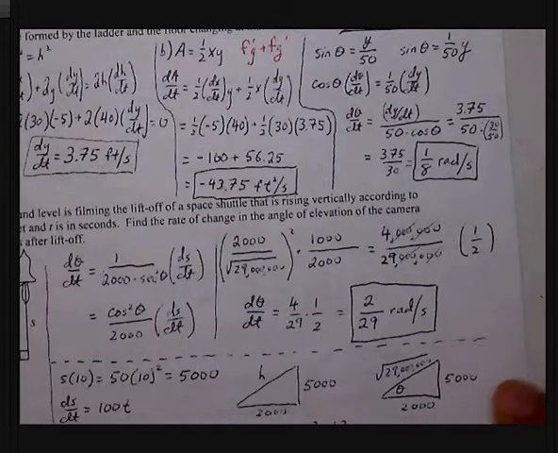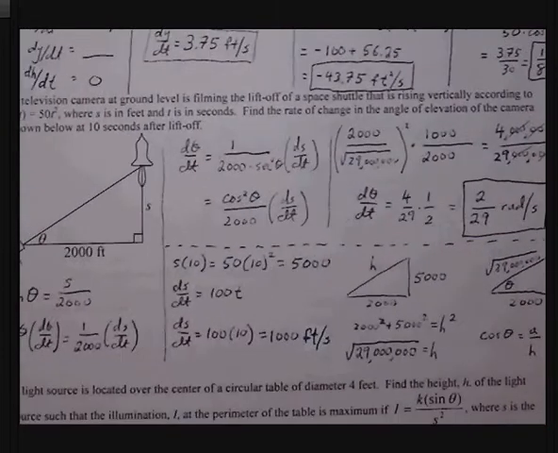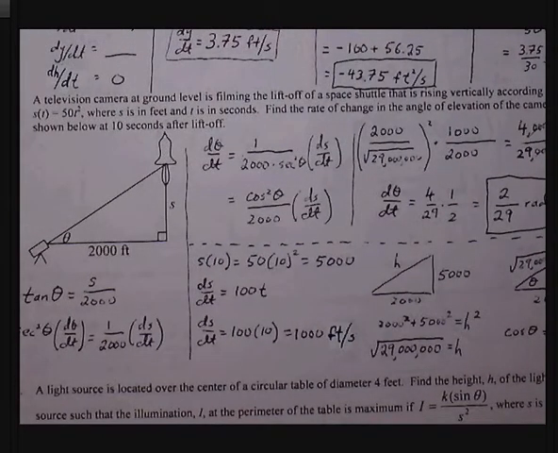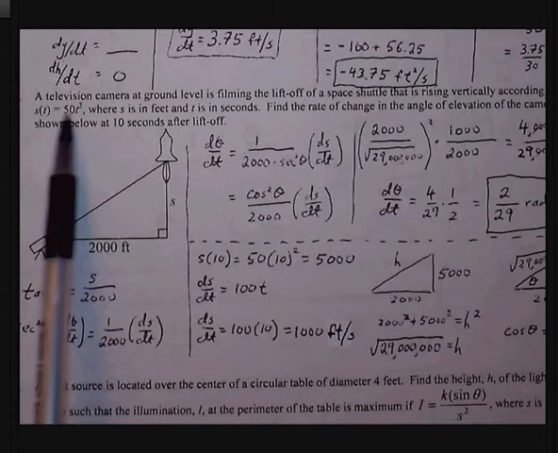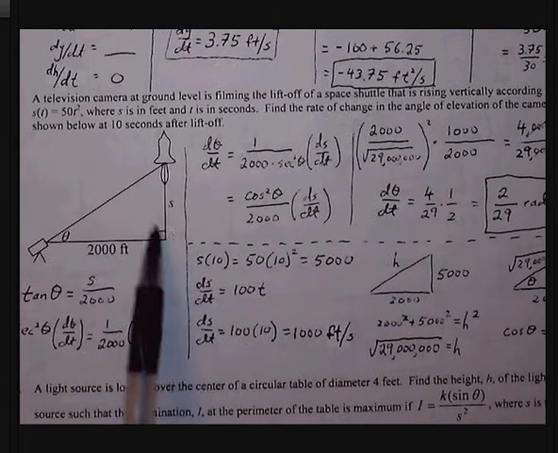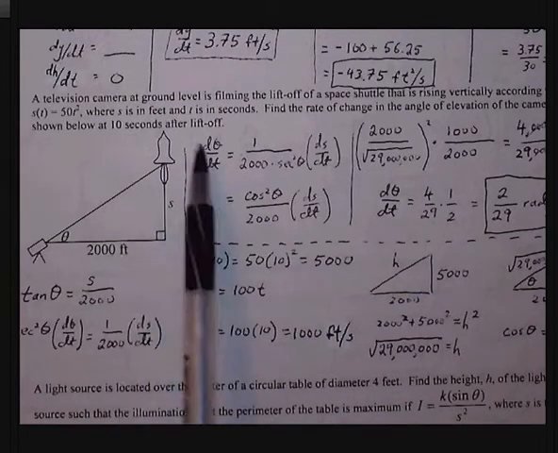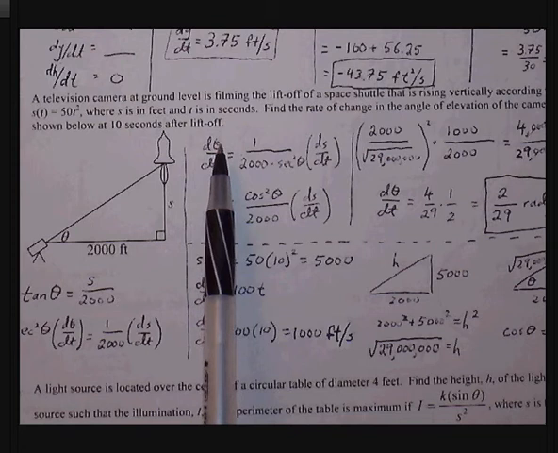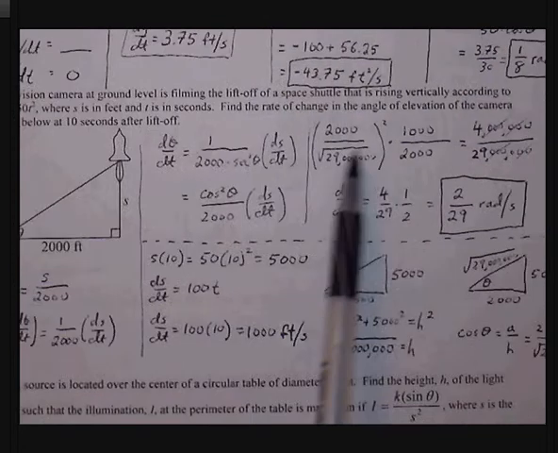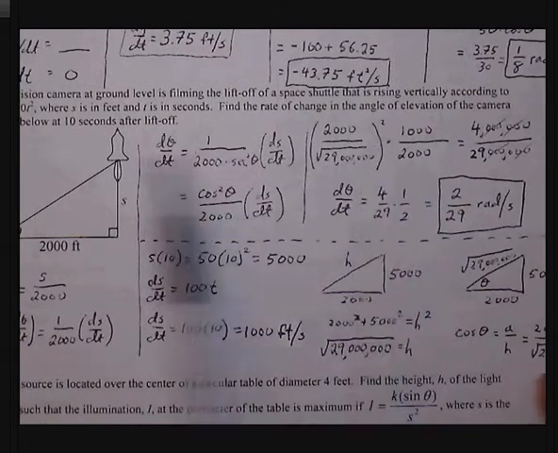Okay, number 2, a television camera at ground level is filming the liftoff of a space shuttle that is rising vertically according to S of t is equal to 50t squared. So this tells us the y value at any moment in time for the rocket moving up. S is in feet, t is in seconds. Find the rate of change in the angle of elevation of the camera, shown below at 10 seconds after liftoff.